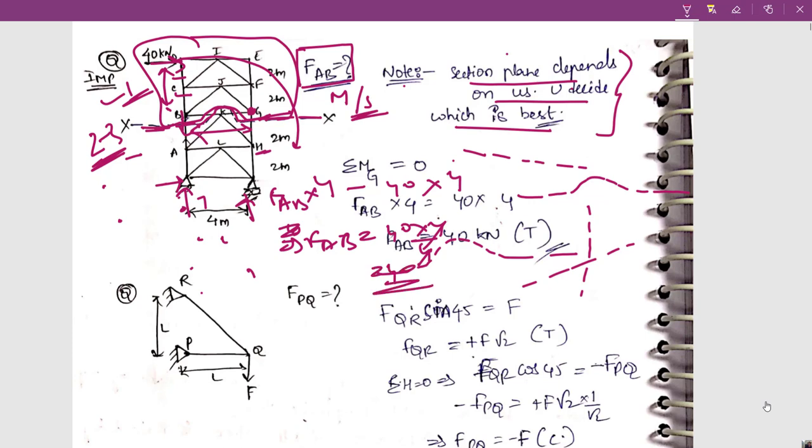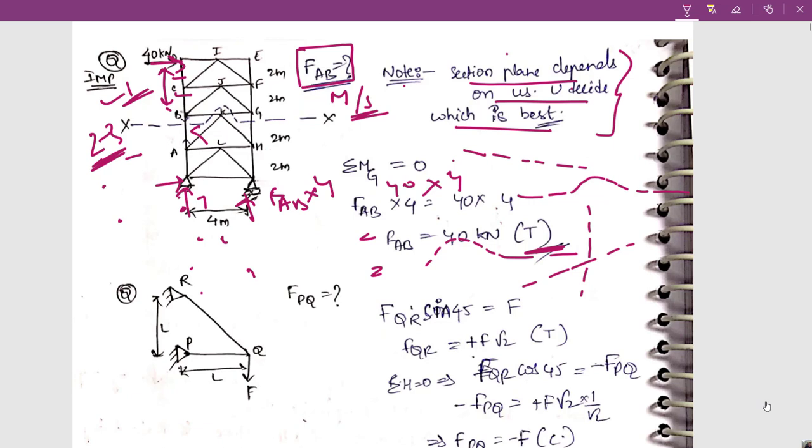So the assumed direction is correct. The assumed direction is away from B, which means tensile force. 40 kilonewton tensile is your answer. Very simple, right? There is nothing much in this question, but if you haven't been taught this method, you will make a mistake in this question for sure. No one can solve this question.